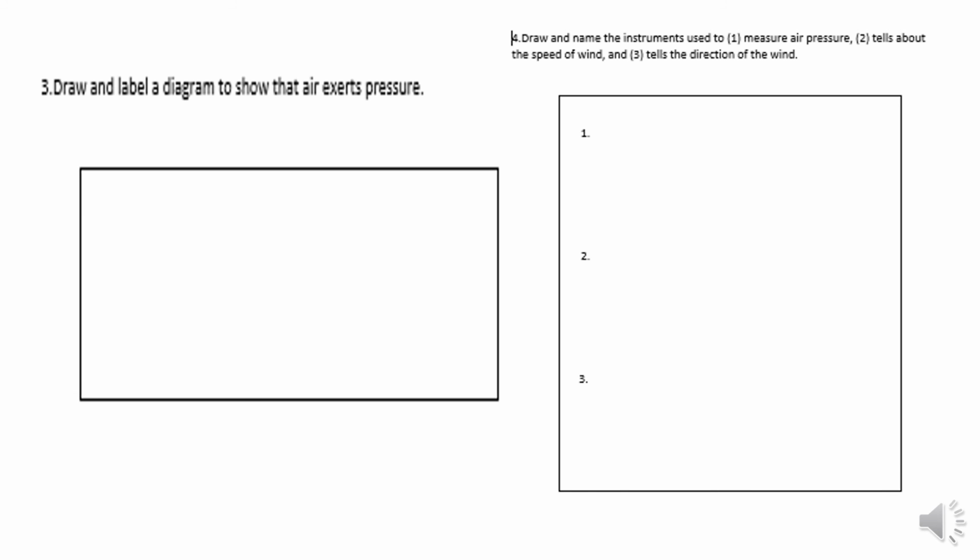Then fourth question is, draw and name the instruments used. First to measure air pressure, second tells about the speed of wind, and third tells the direction of the wind. So first you will draw barometer, which is an instrument used to measure air pressure. Then you will draw anemometer, an instrument used to measure the speed of the wind. And third you will draw wind vane, which is an instrument used to find the direction of the wind.